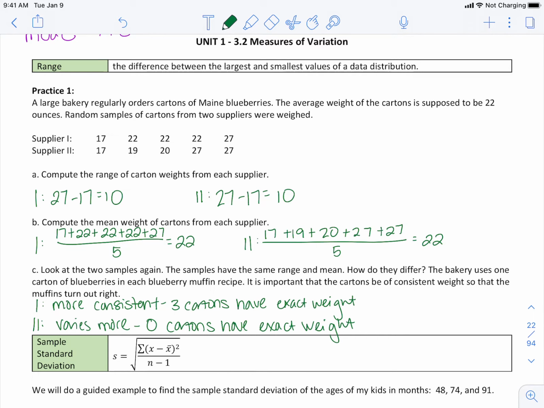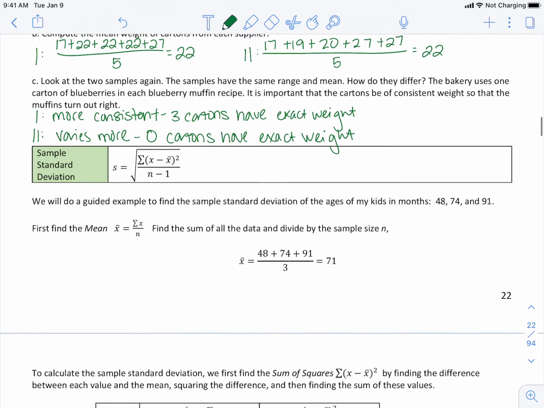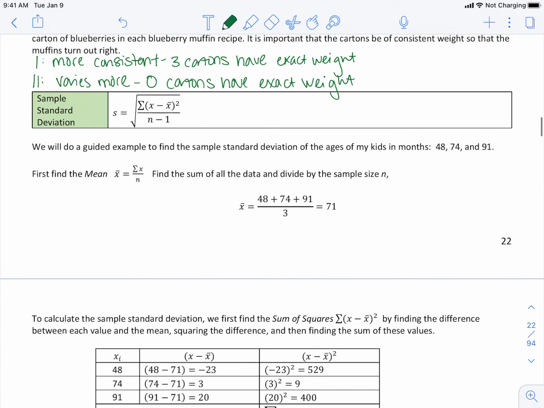Okay, sample standard deviation. Here's our formula. S is equal to, we see this symbol is a sigma that stands for the summation. So we're going to be adding together each x minus x bar, which if you recall is the sample mean, squared, divided by n minus 1.